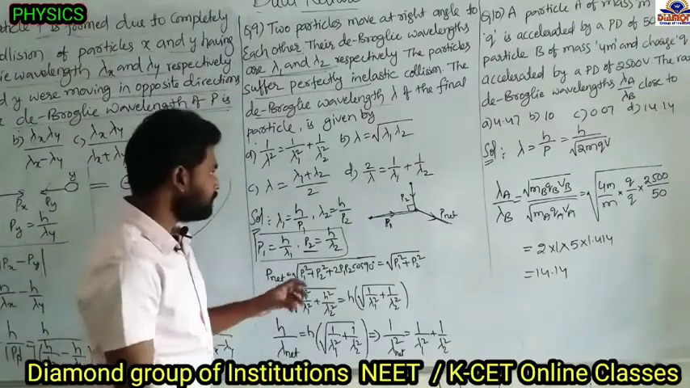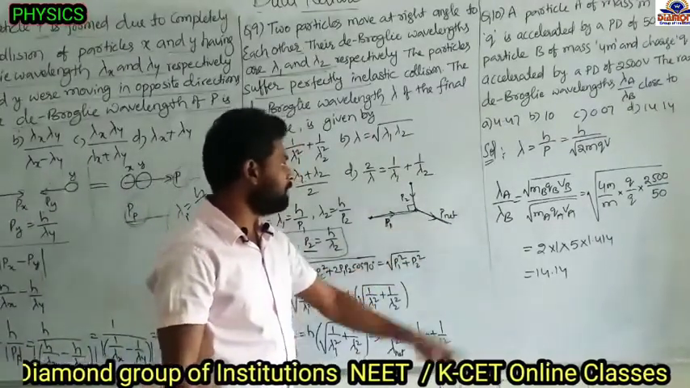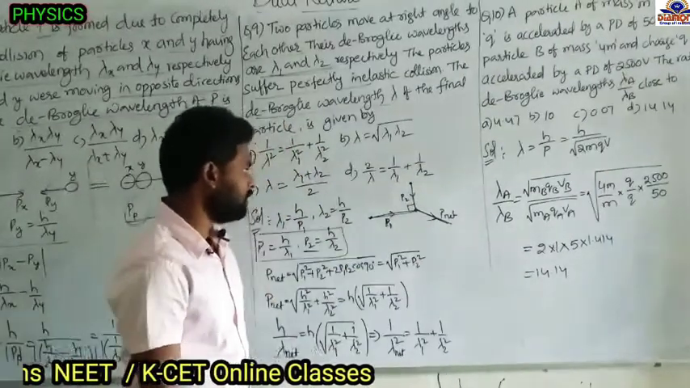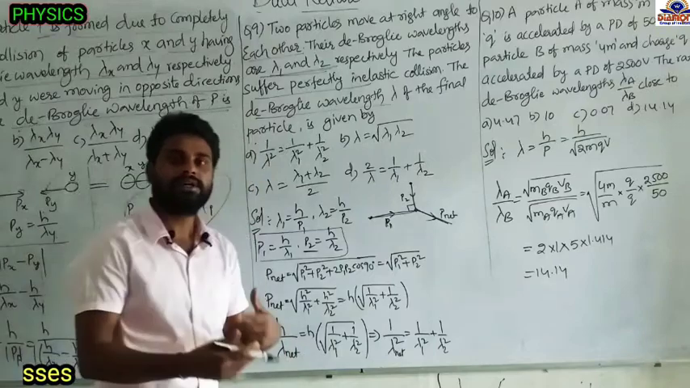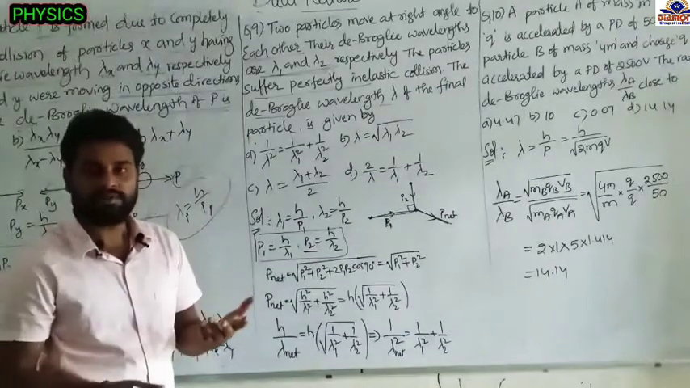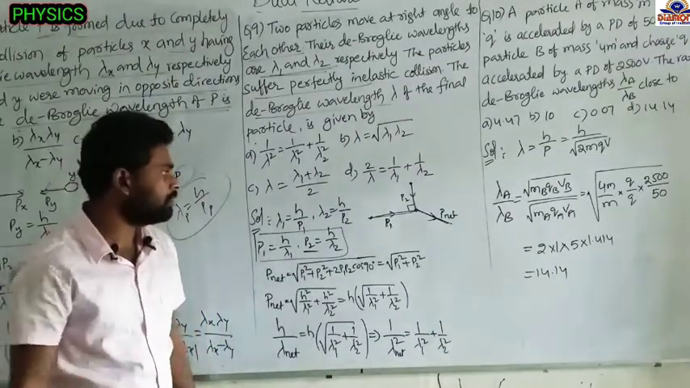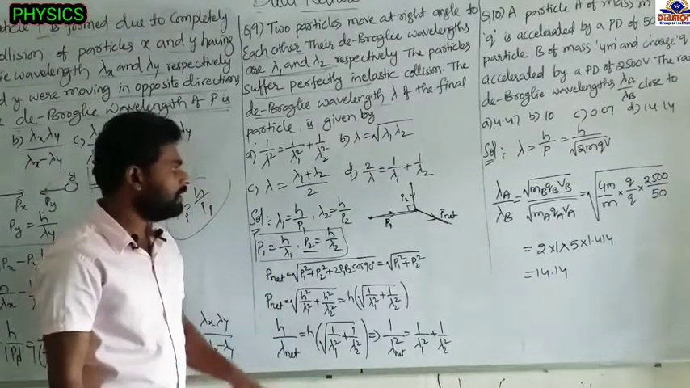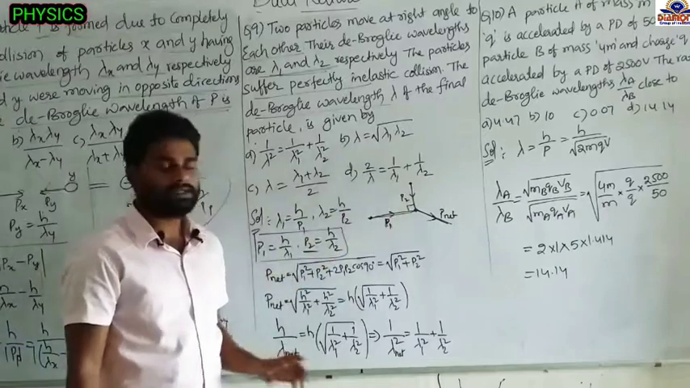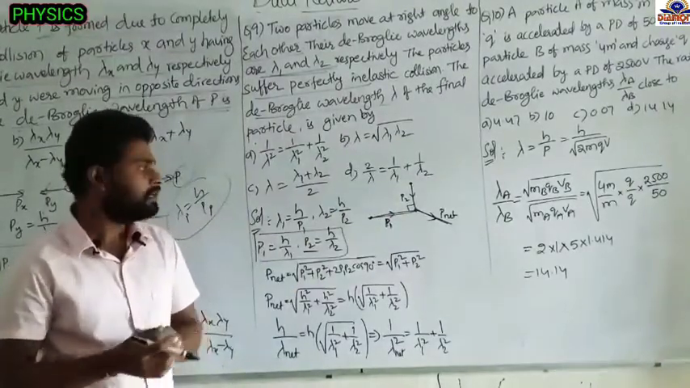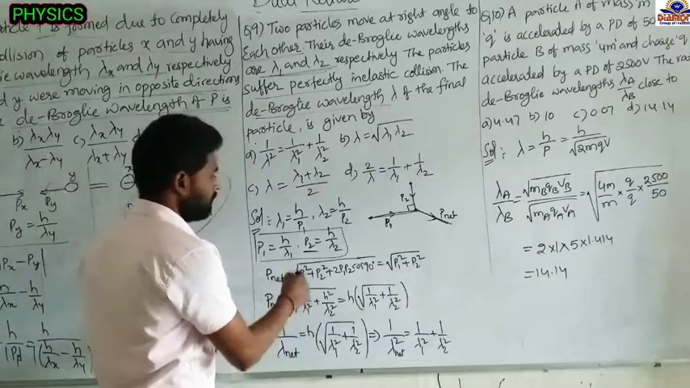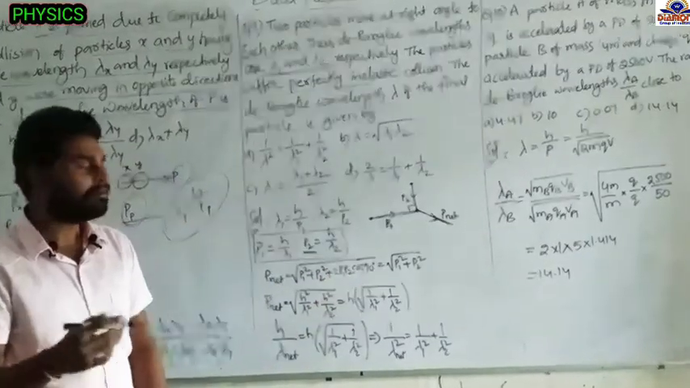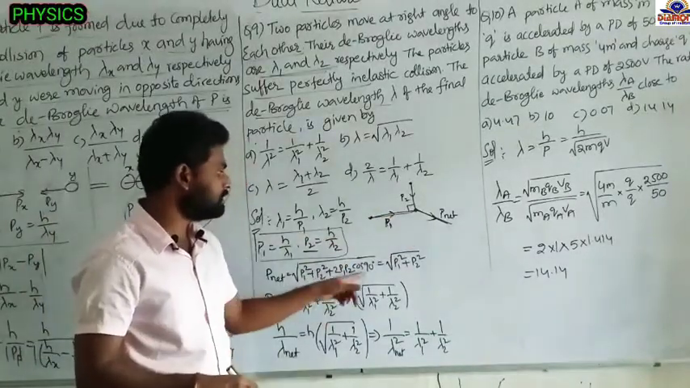The final particle moves in the direction of the net momentum. The net momentum, or the momentum after the collision, equals the sum of the momentum before the collision. Here these two particles are moving perpendicular to each other, so the formula for the net momentum is the square root of p1 square plus p2 square plus 2 p1 p2 cos theta. These are at right angle to each other, so theta is 90 degrees.